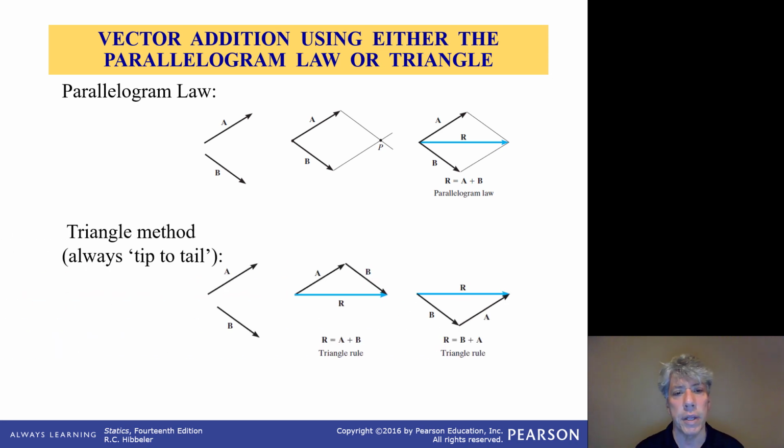There's also the triangle method, which I alluded to earlier, the tip-to-tail method, where you take one vector and you literally move it so that its tail is touching the tip of the previous vector. And then the resultant vector is simply the sum of the two. So think about it as walking. You walk along vector A, walk along vector B. The resultant of that, the net effect of your efforts, is the resultant vector R.